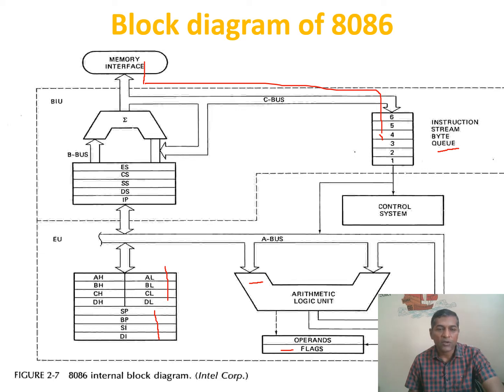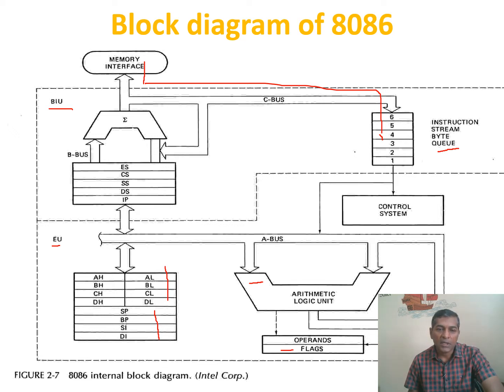This particular unit is known as the execution unit. We have two parts in the 8086 block diagram. One is the BIU, the bus interface unit, with which we get the information into the execution unit, where the instruction processing is done. That's why we call this the execution unit.